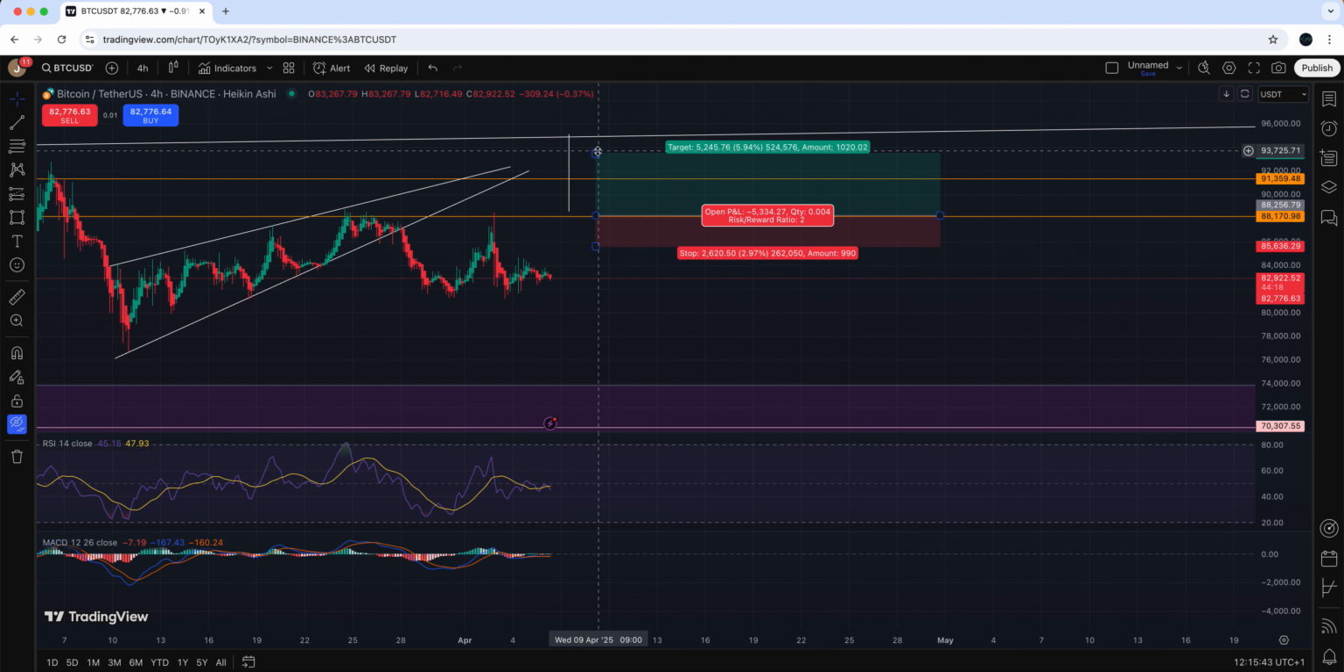Let's have a look on the smaller time frames, 1 hour, and see if we see any patterns or anything. Again, there's nothing I can really pick out.